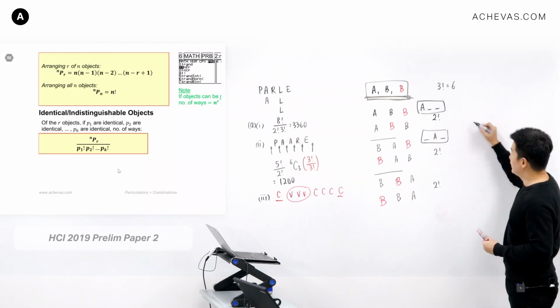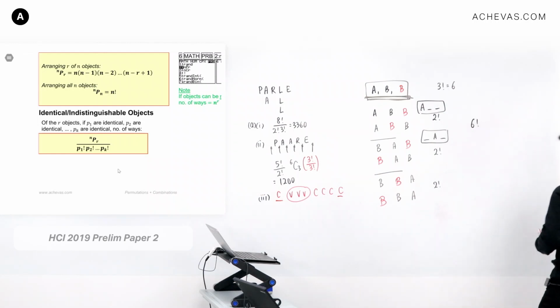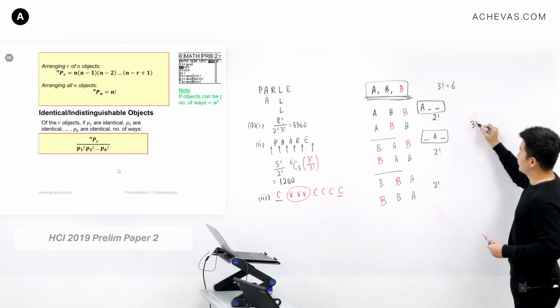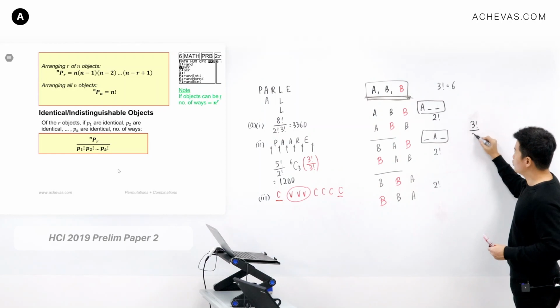So that gives me my 3 factorial. Then I divide it by 2 factorial.